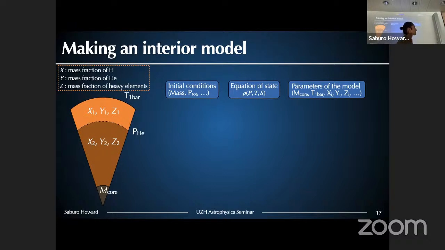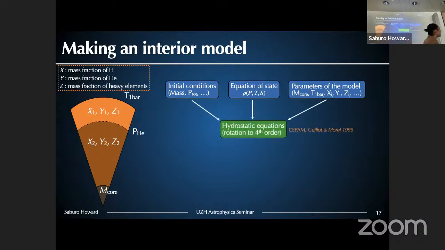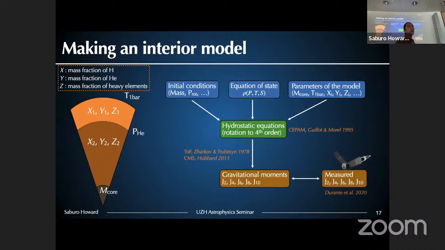When you have all of that, then you can solve those hydrostatic equations and then compute the gravitational moments using a particular mathematical theory that can be the theory of figures or the concentric Maclaurin spheroid method. And once you have those gravitational moments, then you compare them to the ones measured by the Juno spacecraft, or another spacecraft if it's not Jupiter. So when you do that, you're now able to make one interior model.